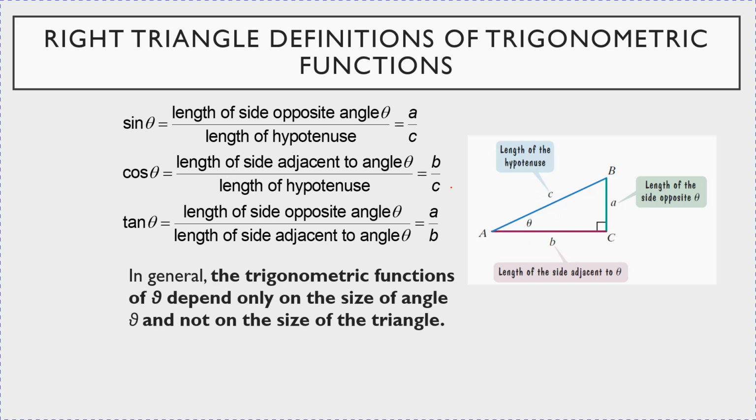So it's just B divided by C. And then the tangent of theta is the length of the side opposite angle theta, which is A, divided by the length of the side adjacent to angle theta, which is B. Okay, so it's just A over B.